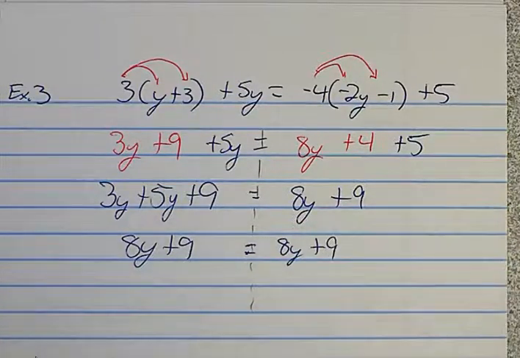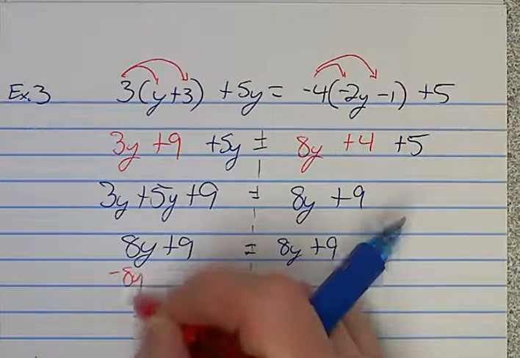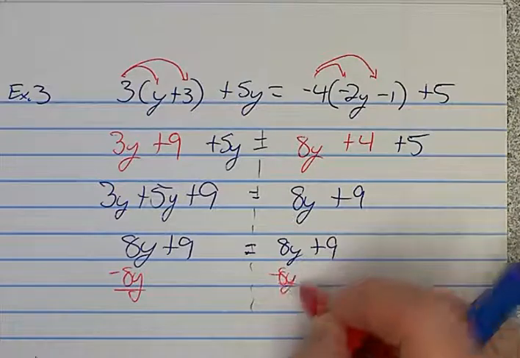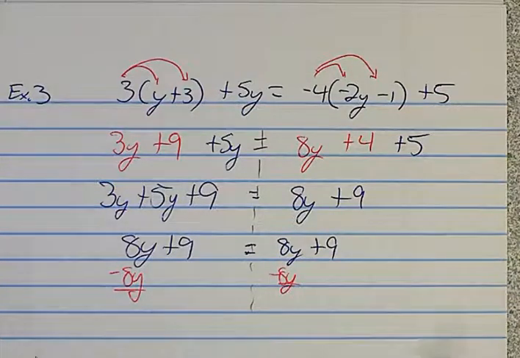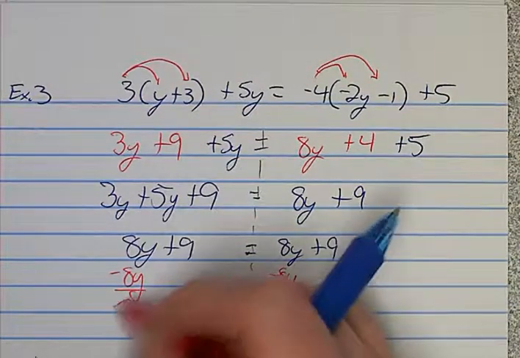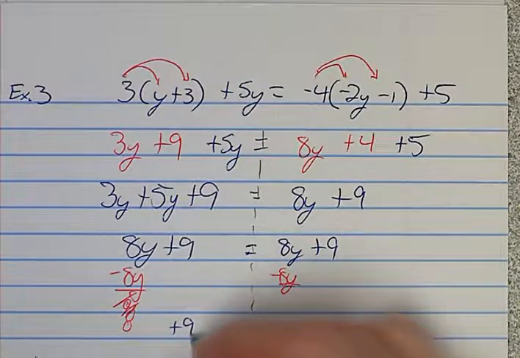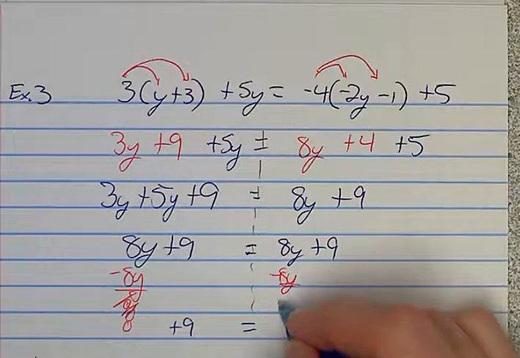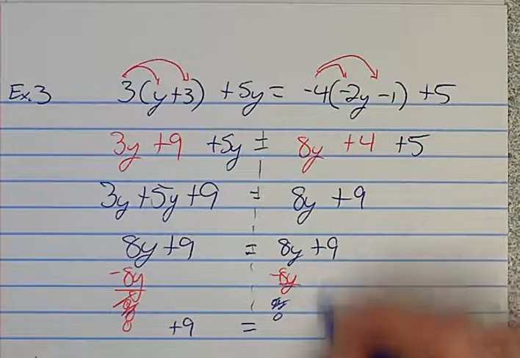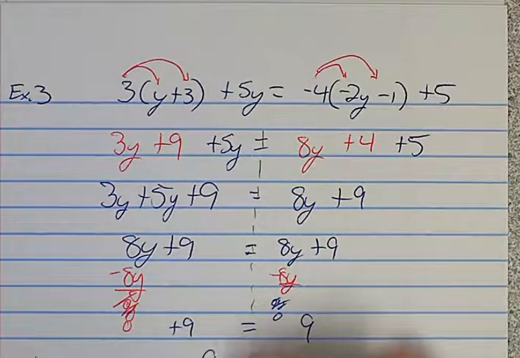So really, we've got 8y plus 9 equals 8y plus 9, and maybe you're going, well, wait, that looks a lot like the same thing. Well, it actually is. Because if you subtract 8y, that makes that 0y, which is really just 0, which leaves you with a 9 over here. So does 9 equal 9?